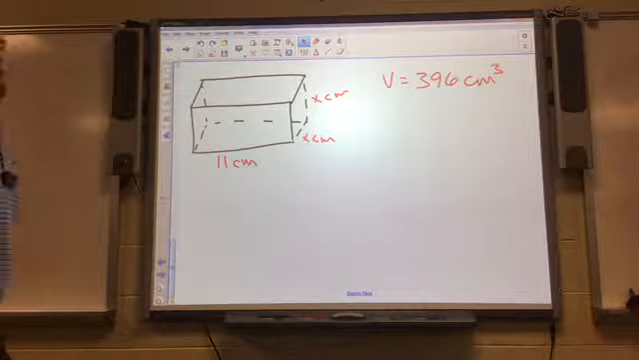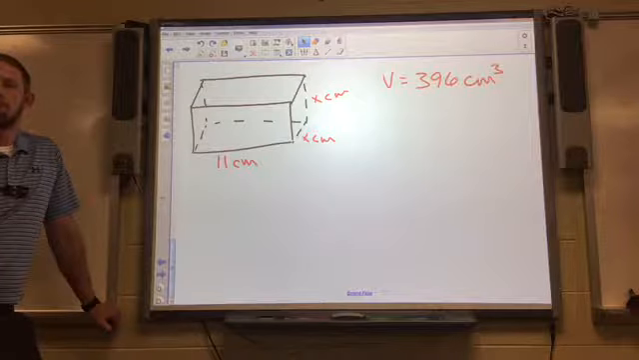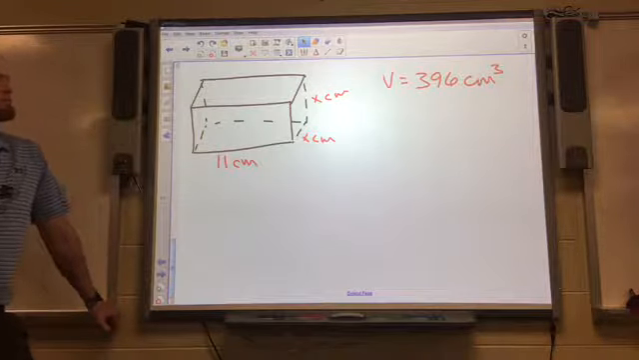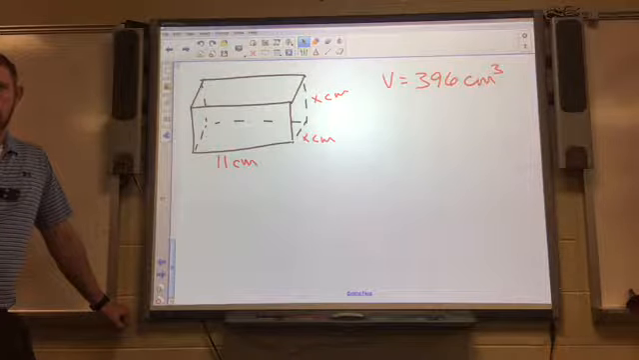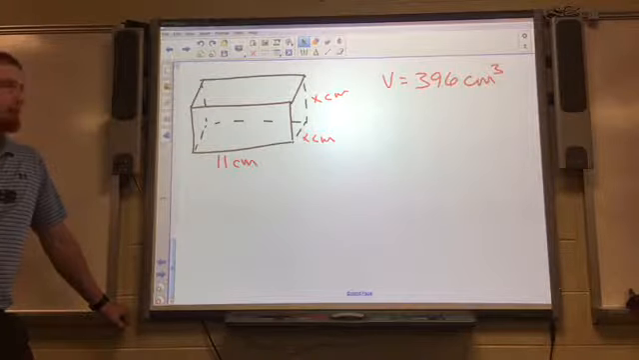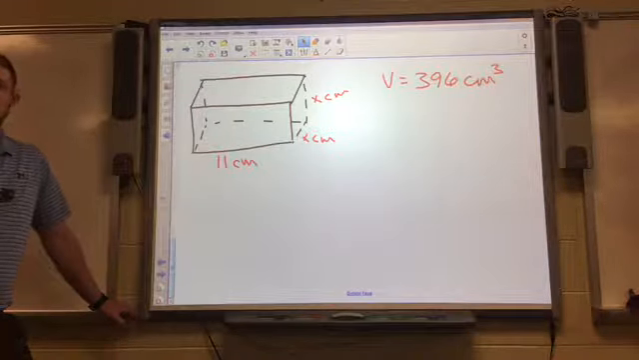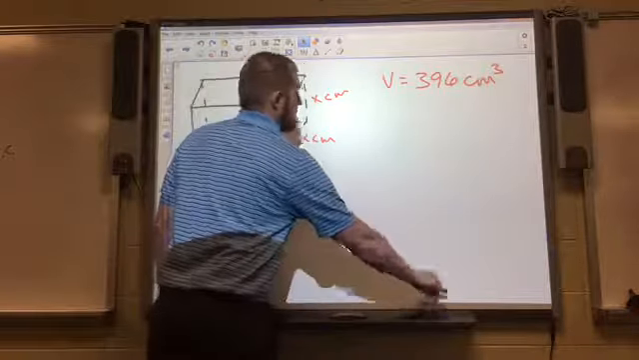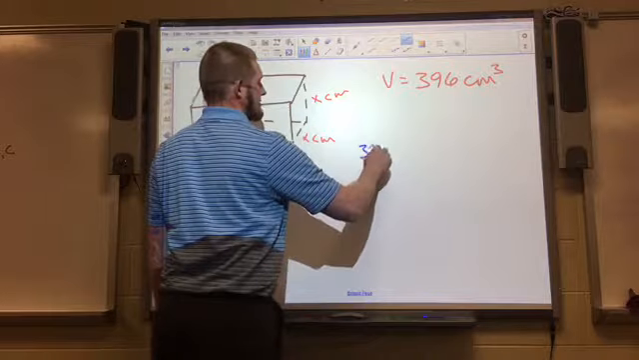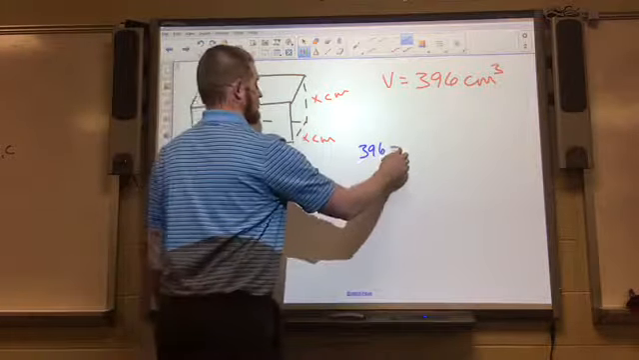Okay. What am I going to have to use? What formula though? Volume, right? Okay. How do I know I'm going to have to use volume of a prism? Because it's a prism and they gave us the volume. So, I'm going to go ahead and set this up. I have 396 because I already know what V equals, right? Equals what, Carly?